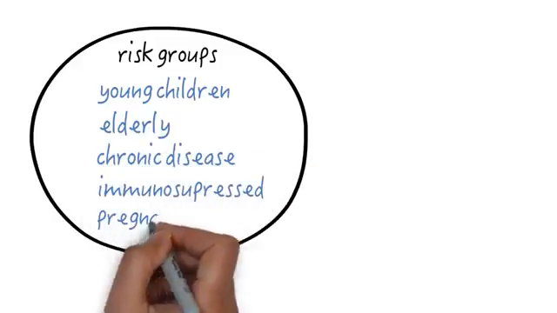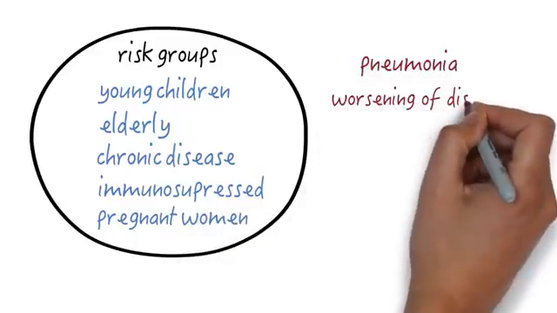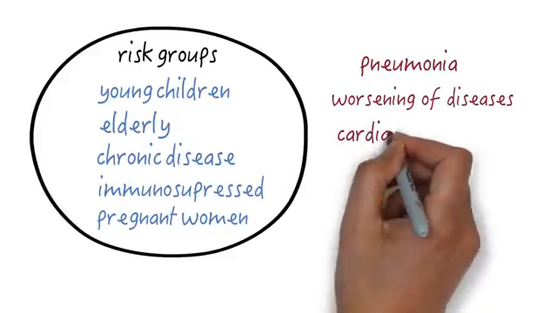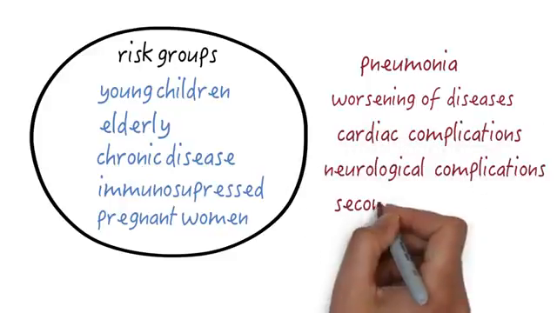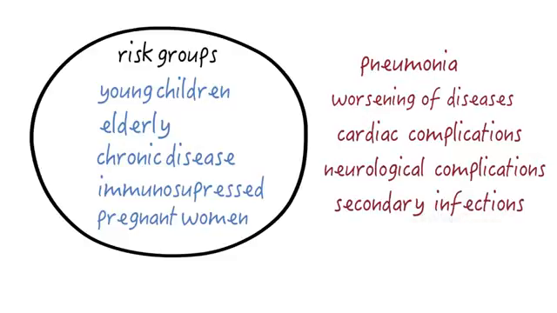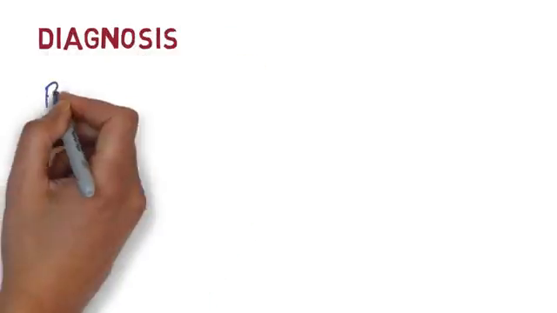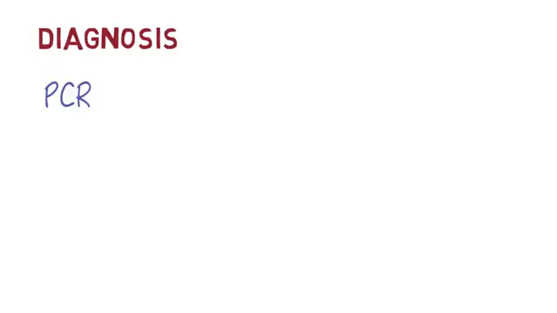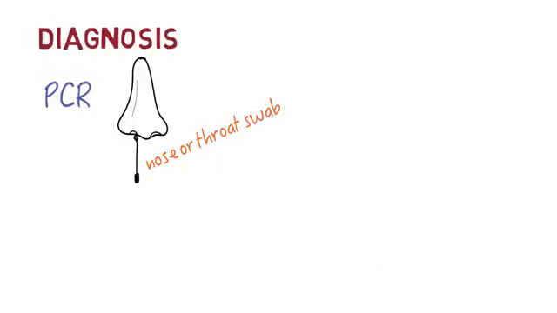Complications include pneumonia and worsening of existing medical conditions. Influenza can also cause cardiac and neurological complications. Sometimes secondary bacterial infections can occur, leading to severe disease and death. There are a number of different lab tests that can be used to diagnose the disease. The most commonly used test is a PCR, or polymerase chain reaction, and is done on a nose or throat swab. This test identifies the virus based on its genetic fingerprint.